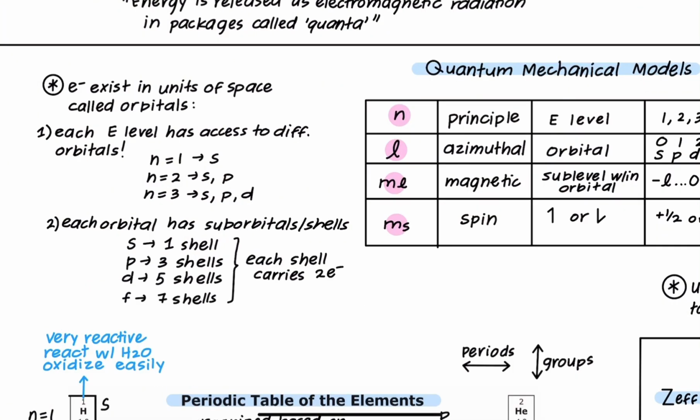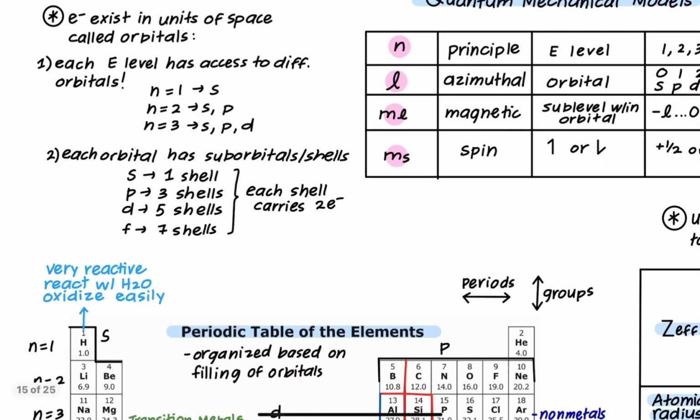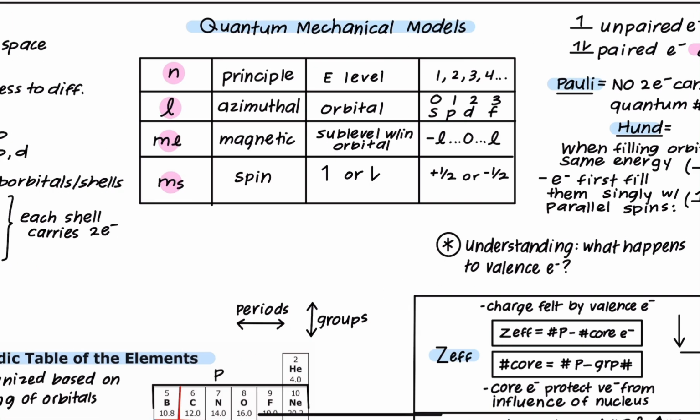Essentially, like I said, I wrote here as well, electrons exist in units of space called orbitals. Each energy level has access to different orbitals. These are the orbitals we're talking about. And each orbital has suborbitals or subshells. And each of those shells, they carry 2 electrons. You can actually determine exactly which electron you're talking about in the electron configuration of an element.